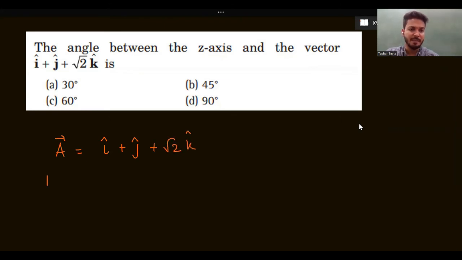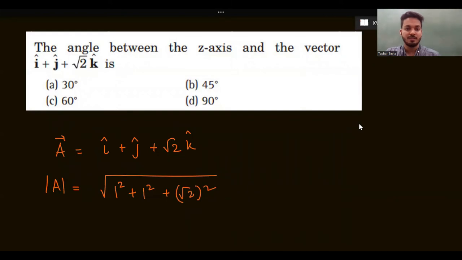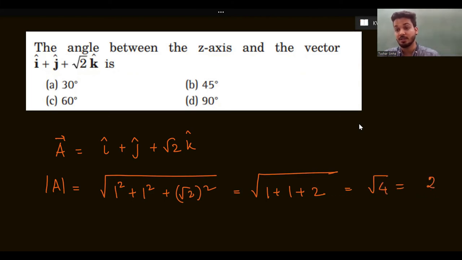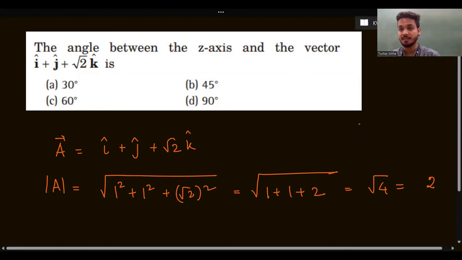If I want to find out the magnitude of this a vector, how do I find out? All I have to do is square the components. So the first one is 1 square, the second one is 1 square, the next one is root 2 square. So that means we have under root of 1 plus 1 plus 2, which is under root of 4, and the magnitude of a vector is 2.